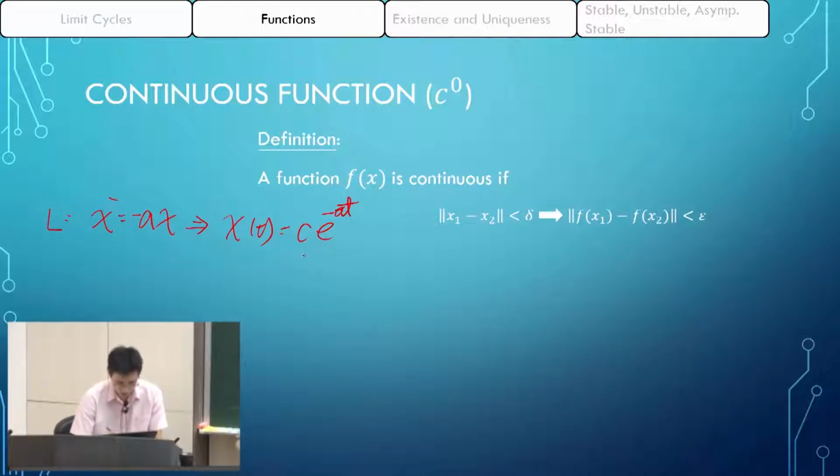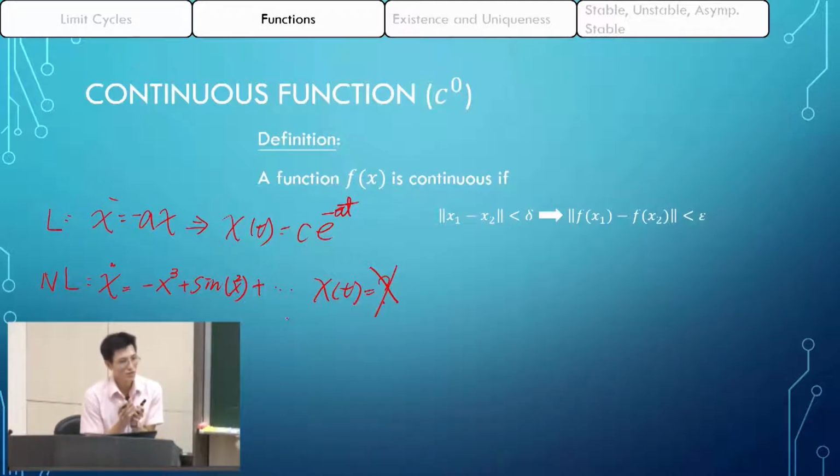C depends on the initial condition. But for nonlinear systems, maybe it's solvable, maybe no one knows, right? So assume the worst case that we don't know the solution. Okay, we don't know the solution. Then how do you ensure the system is well behaved, if the solution maybe doesn't exist or it has multiple solutions?